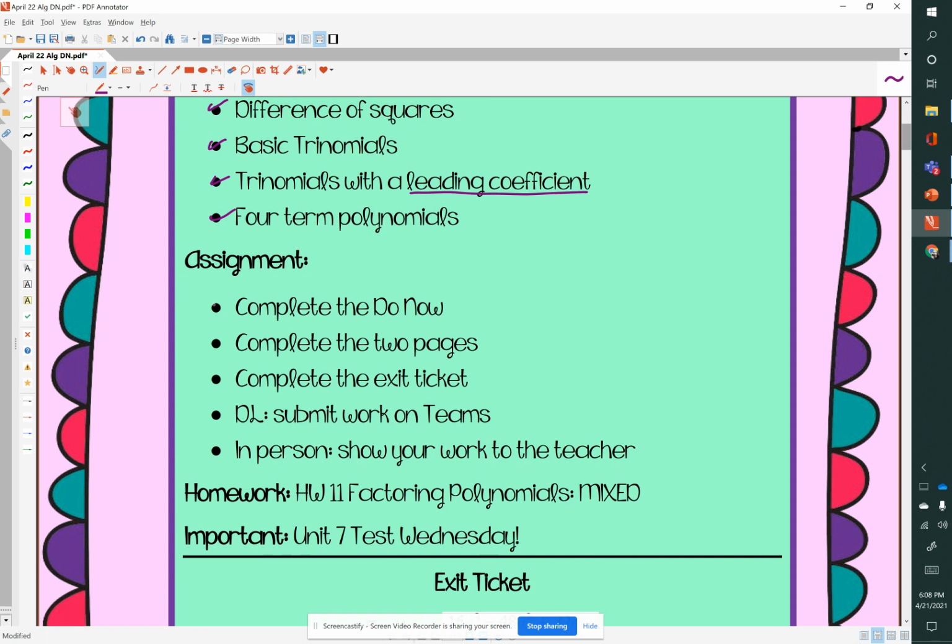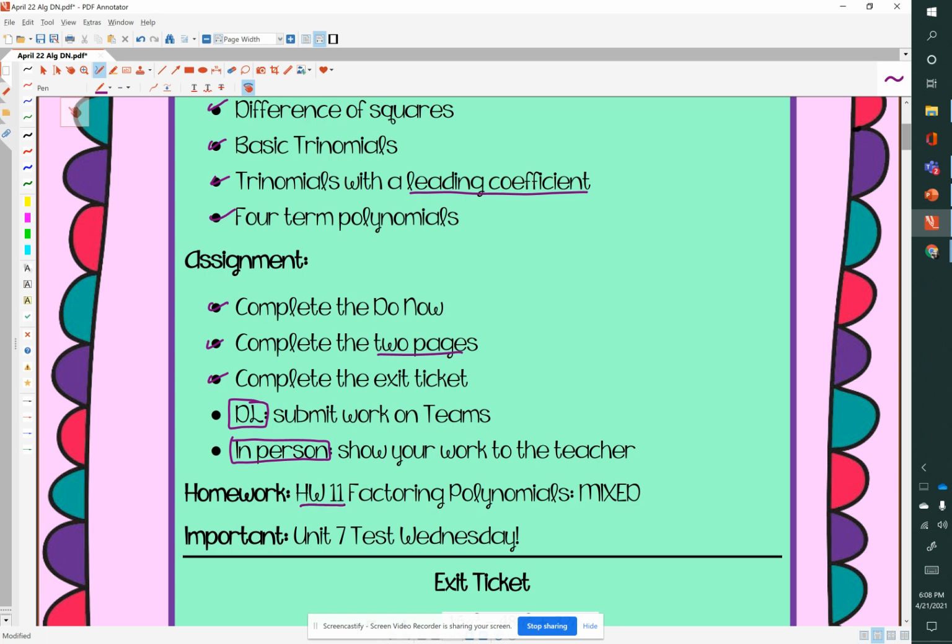I need you to complete your do now. We have 2 pages today to work on. Complete your exit ticket. And if you're a distance learner, please submit your work on Teams. If you are in person today, I will come around and look at your work.